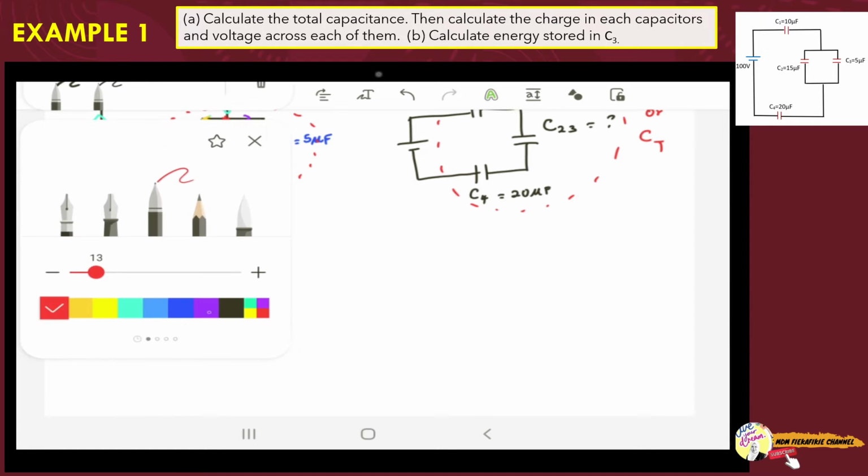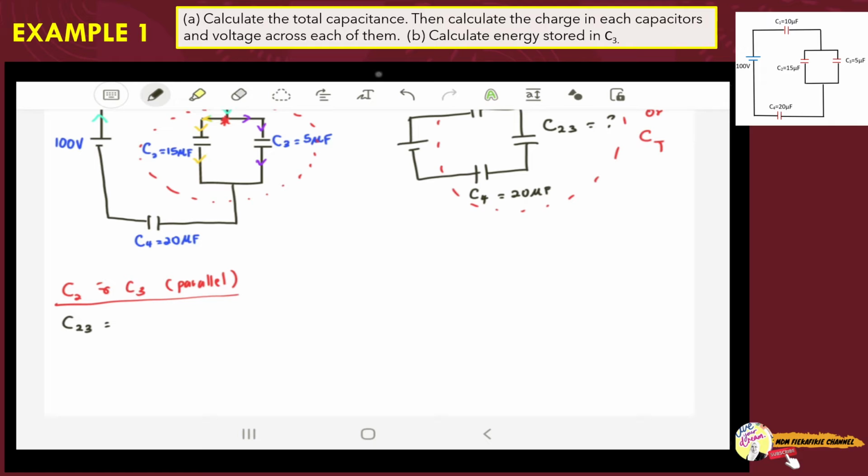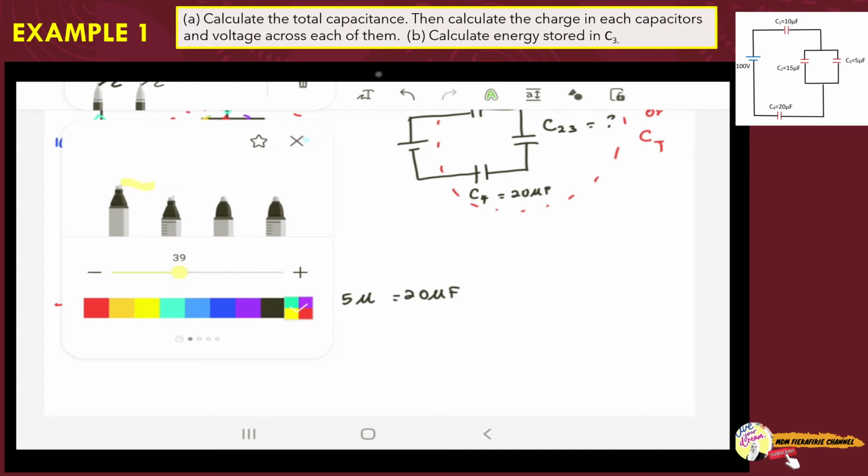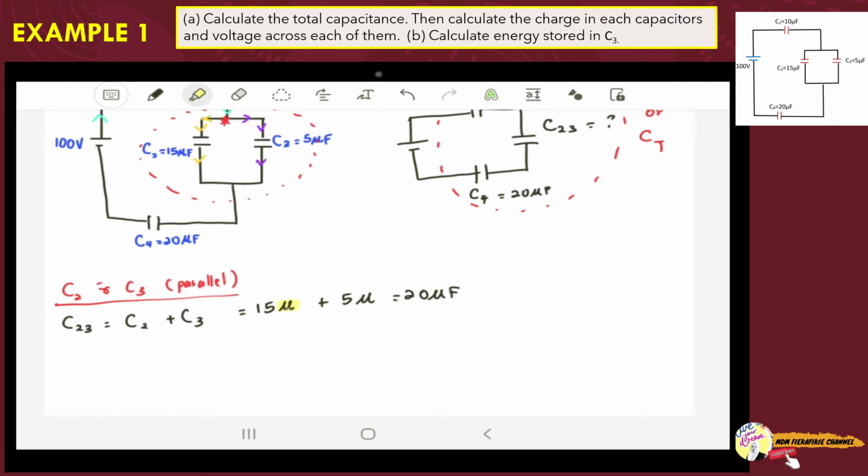Okay, so they are in parallel. Therefore, C23 is equal to C2 plus C3. Okay, and it's equal to 15 micro plus 5 micro, and it's equal to 20 microfarad. Okay, please make sure in your exam, in calculation, please include this symbol for the micro.